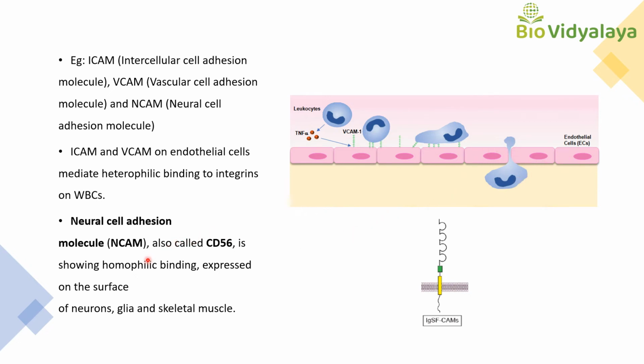Neural cell adhesion molecule NCAM, also called CD56, is showing homophilic binding. That means this NCAM will bind with another NCAM on another cell, and it is expressed on the surface of neurons, glia and skeletal muscle. So ICAM and VCAM on endothelial cells mediate heterophilic binding to the integrins on WBC, and NCAM is showing homophilic binding, expressed on the surface of neurons, glia and skeletal muscle.